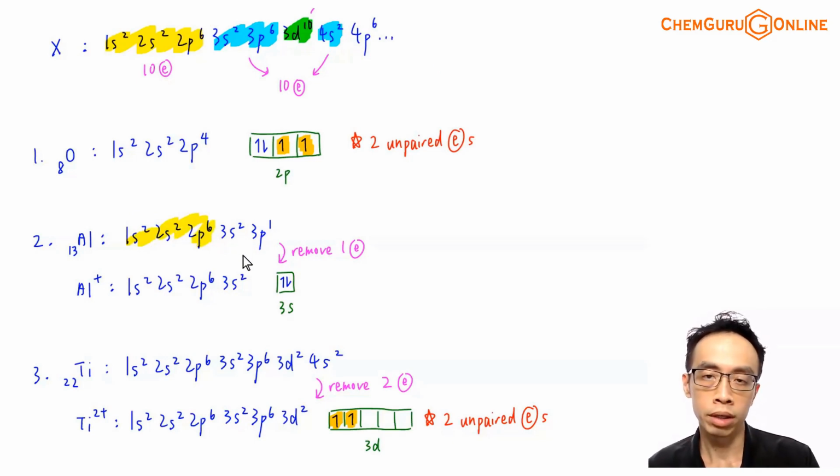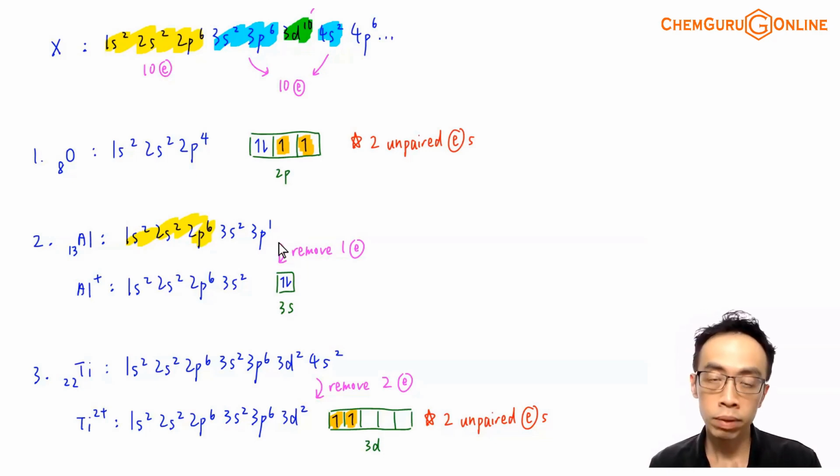Then I just need to balance the remaining 3 electrons, 3s2, 3p1. Involving Al+, what I'll do is I'll remove 1 electron from my 3p subshell. Al+ will be 1s2, 2s2, 2p6, 3s2.